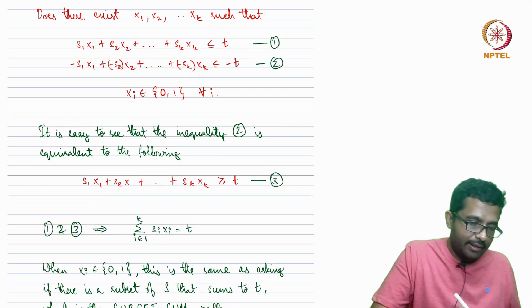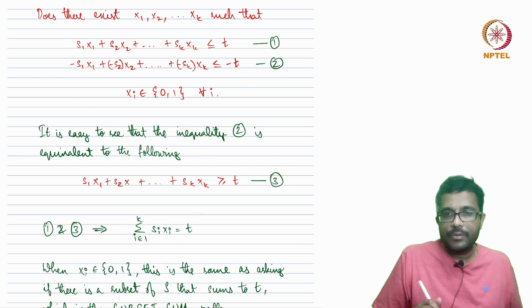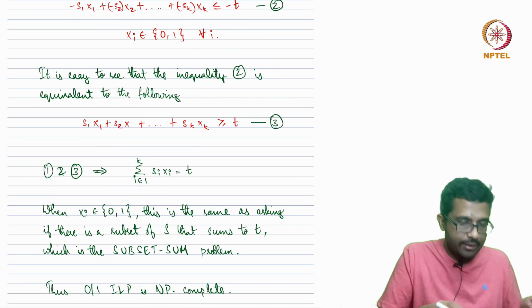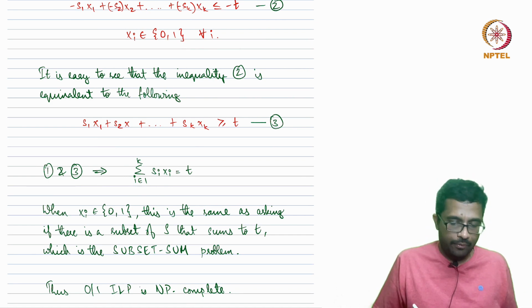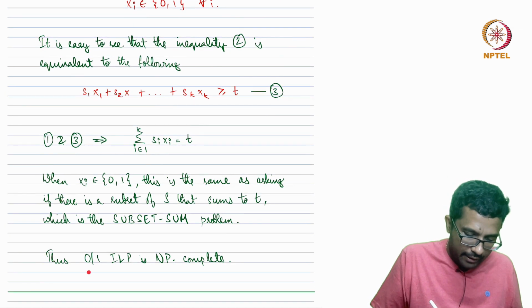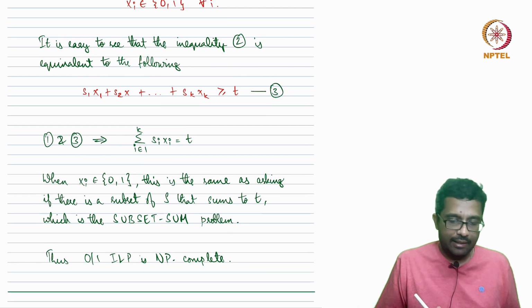It's clear that if this is a YES instance, then there is a subset that sums to t, and if there is a subset that sums to t, then this is obviously a YES instance. Hence the correspondence is also true, and therefore we can conclude that the 0, 1 integer linear programming is a NP complete problem, right?